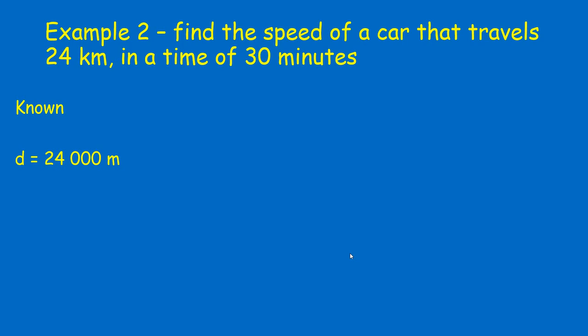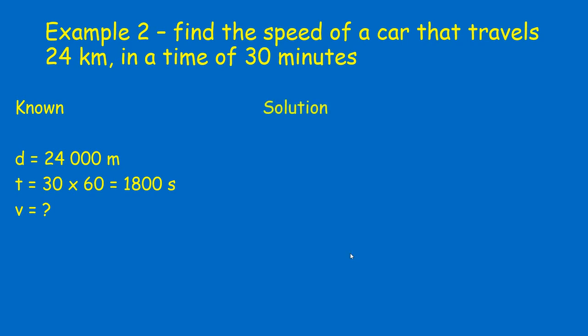We need to put it into metres, because we're going to get metres per second, so we need to have it in metres. The time is 30 minutes, and each minute is 60 seconds, of course, so it's 30 times 60, which is 1,800 seconds. And finally, we write down what the question is asking us to find out. That's what the velocity is, so v equals a question mark.